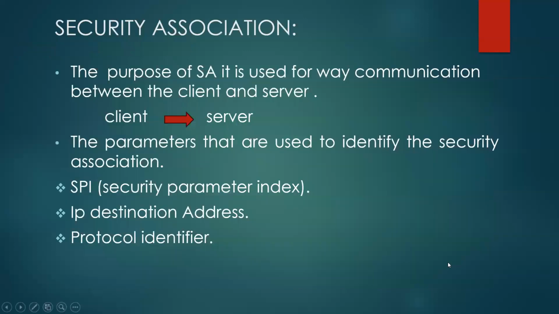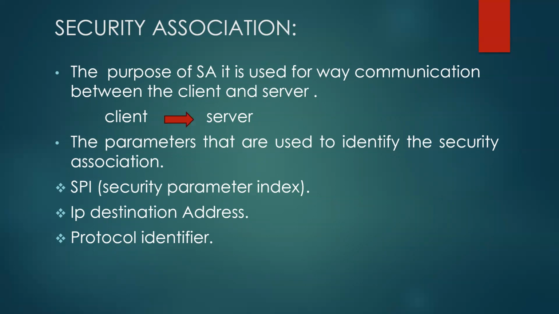And next we move to another page about security association. What does security association mean? The purpose of security association is for only one-way communication between the client and the server. Here we see a picture of information passing between the client and server. The communication is established, and to provide communication between the two parties, they have to provide their security association. There are some parameters used to identify the security association: SPI, meaning security parameter index, the IP destination address, and the protocol identifier.